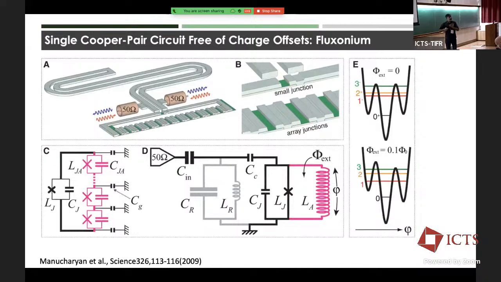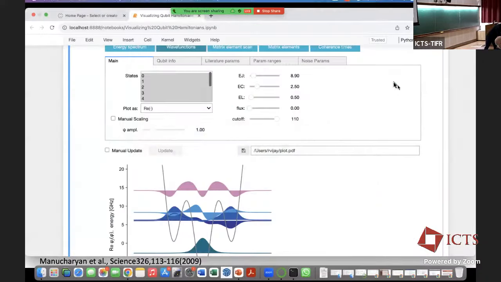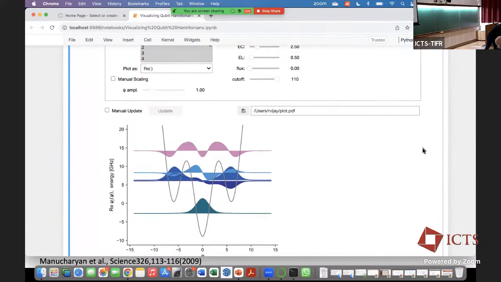Again, I want to reiterate that by combining these circuit elements in different ways, you really have a lot of flexibility in constructing a designer Hamiltonian, depending on what you want and how you want to protect your circuit from the environment and so on and so forth. So at this point, I'm going to shift to the simulator here.